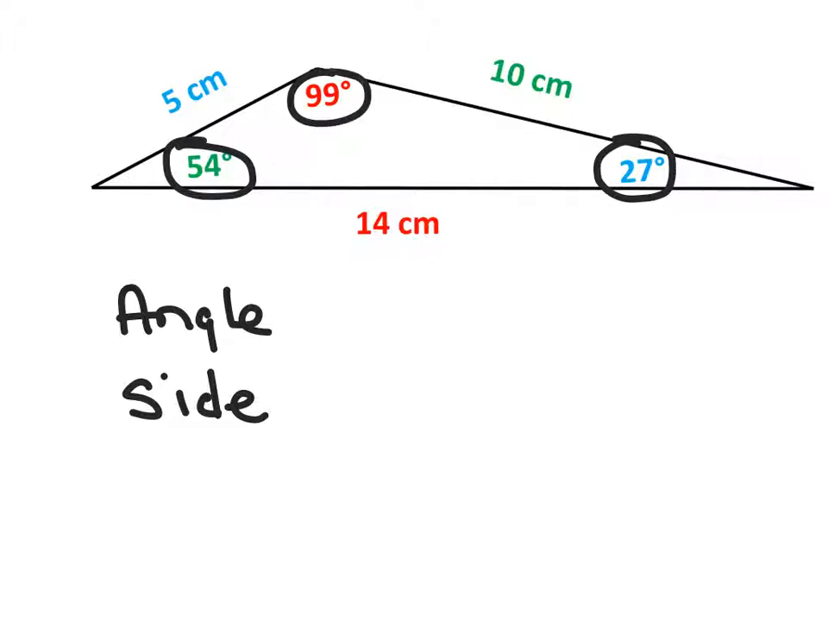54, and 99. Now I know acute means all less than 90. Well, they're not all less than 90 because I have 99. Obtuse means one greater than 90. I have 27 and 54, 99. I have one greater than 90. So based on angles, I have an obtuse triangle.